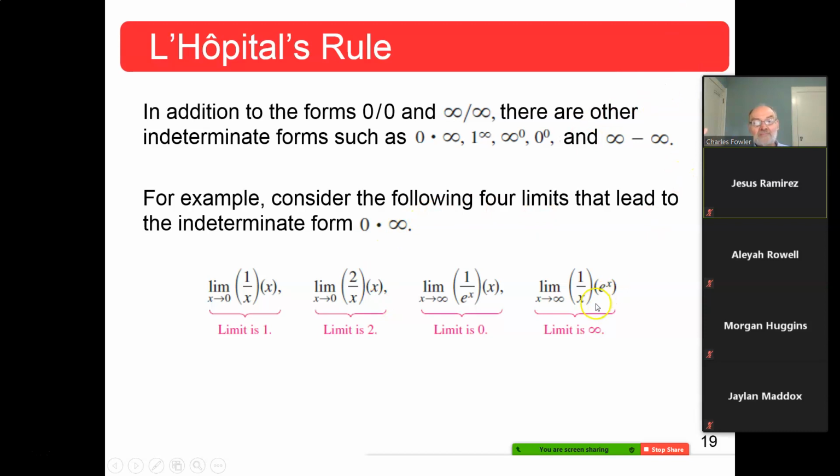Now, flip those over. 1 over x is still going to infinity. e to the minus x is going to... okay, I'm sorry. 1 over x is going to 0, and e to the x, as x goes to infinity, is going to infinity. So this, again, is one of those forms. What if you wrote e to the x over x? Okay?